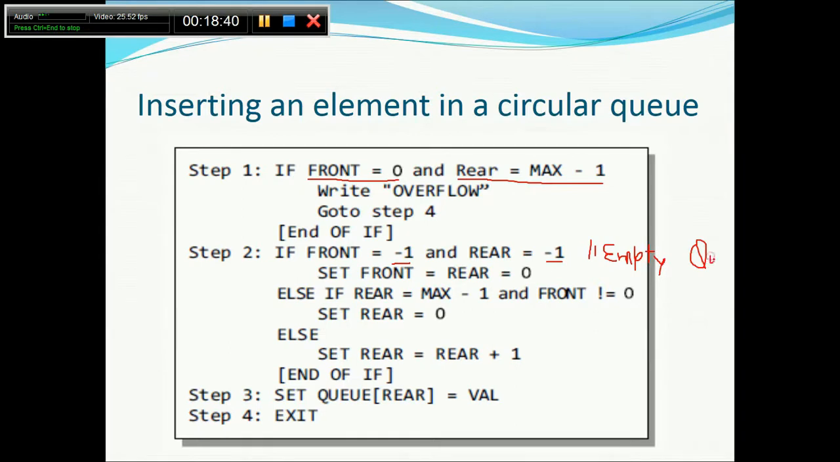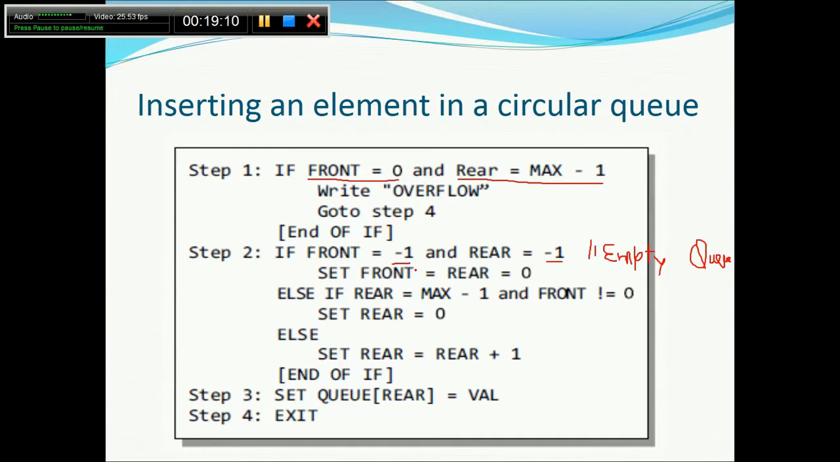Empty queue. The empty queue condition would be front is equal to -1 and rear is equal to -1. Then both should jump directly to 0. I'm repeating: if front is equal to -1 and rear is equal to -1, this means we do not have any element, it is an empty queue. In that case, both indexes, front and rear, should be made 0.